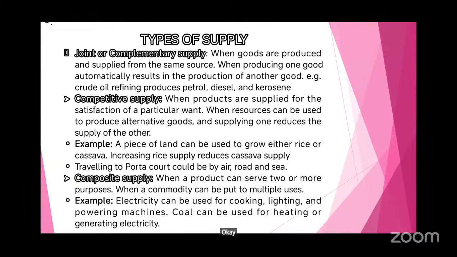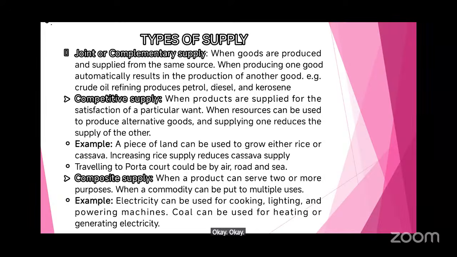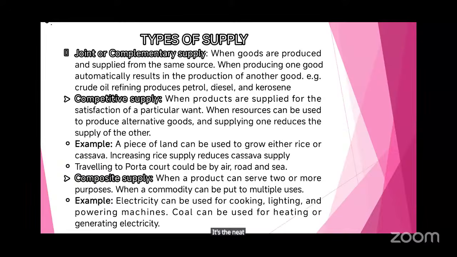Okay, let's move on. Some people are not putting the wants and they are putting in the competitive supply. Somebody is saying I want to drink tea. That's true. You can use Bonvita, Milo, and they're in competition with each other. Network: MTN, Airtel, Glo. So let's move on to the third one, which is composite supply.